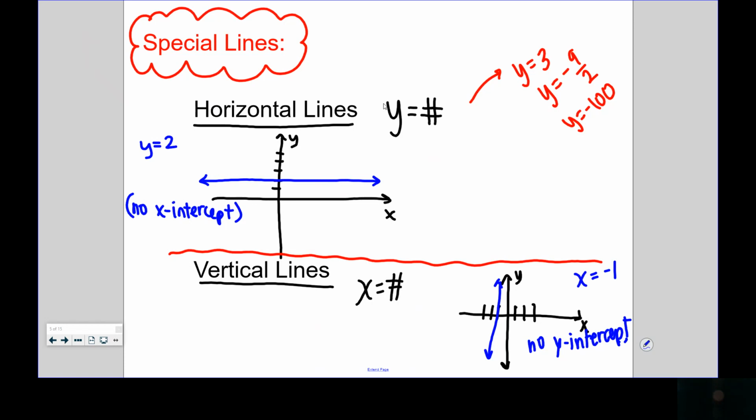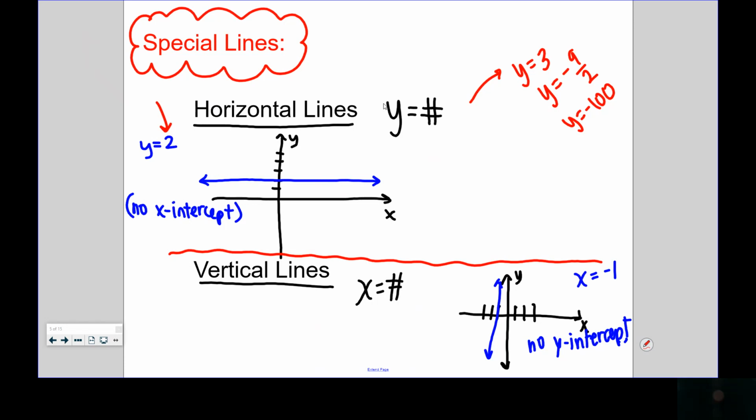And just notice the last thing I want to mention about these is that it's really easy to find the y-intercept here. It's just whatever this value is. Whatever this value is right here, that's going to be the y-intercept if you're talking about horizontal lines. And this would be the x-intercept, talking about the vertical line.